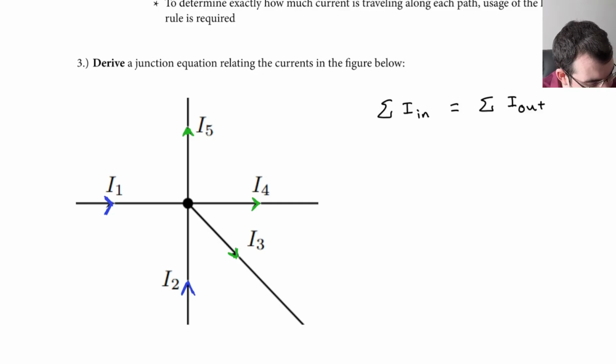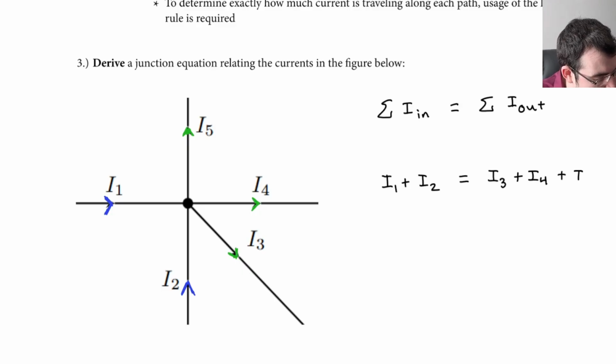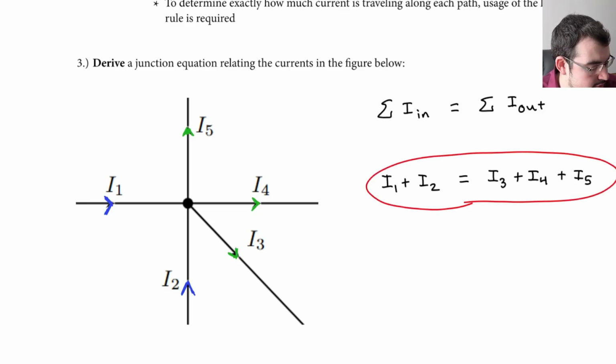So what are our currents in? I1 and I2. What are our currents out? I3, I4, and I5. That's all there is to it. Notice this does not help us solve for relative amounts of the current. This just sets up a conservation equation. You need to throw in some loop rules to actually get these individual currents.